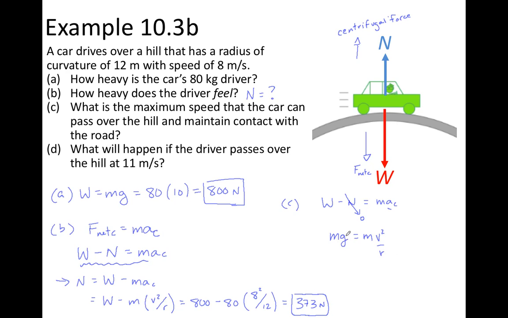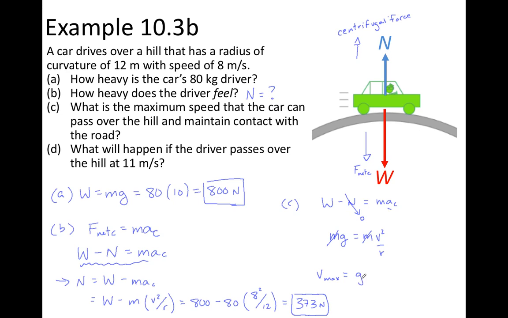This is an interesting little result. Since there's a mass on either side, the mass cancels out. That's why when two people ride in the same car, even if they have different masses, they have the same maximum speed going over the same hill. The maximum speed does not depend on the mass of the rider or the object.